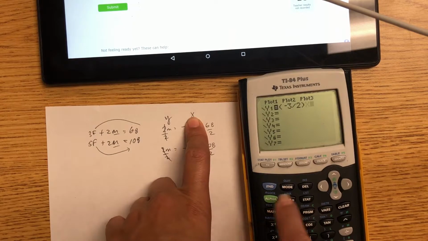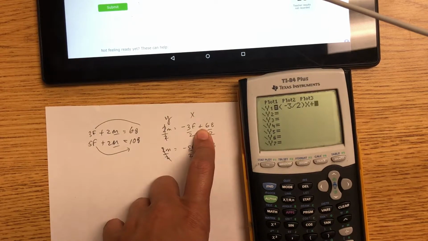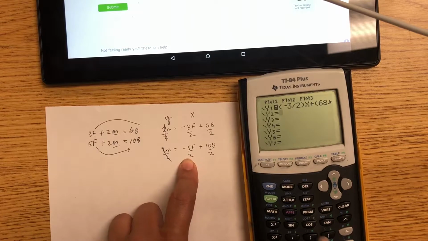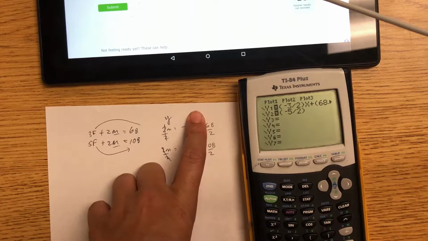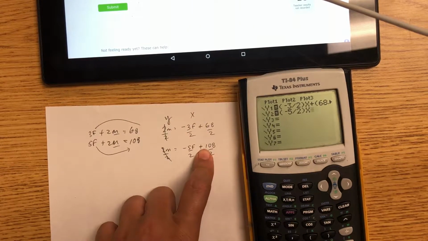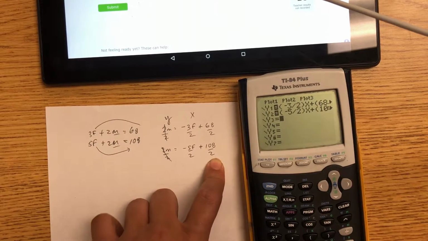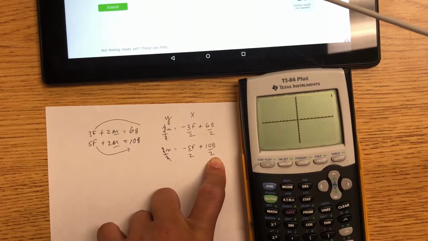F, which is what? X, plus, there's a fraction, so use parentheses, 68 divided by 2. All right, enter. And now do the second equation. So there's a fraction again, so parentheses, negative 5 divided by 2, close parentheses. F is x, remember, because we're trying to punch in the calculator, plus another fraction, so put that in parentheses, 108 divided by 2. Okay? Then you're going to hit graph.